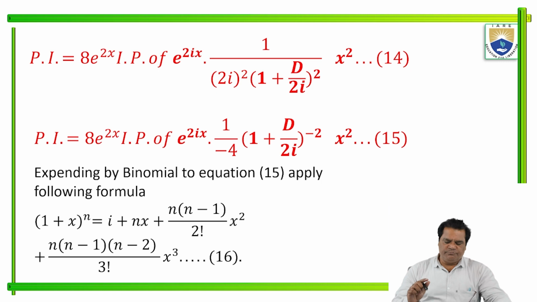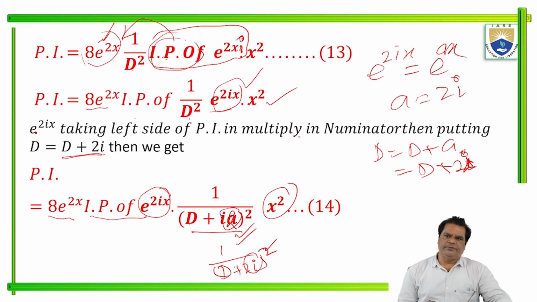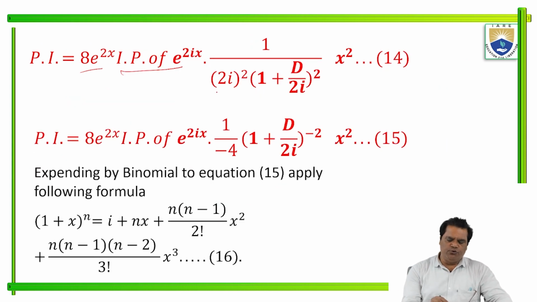So now 8 e to the power 2x, imaginary part of 1 upon, so here 2i, we are making it binomial. Here is 1 upon (d plus 2i) whole square. So 2i taking common, and 2i taking common means the square is also common. So here 2i whole square is common, and we have 1 plus d upon 2i whole square into x square.